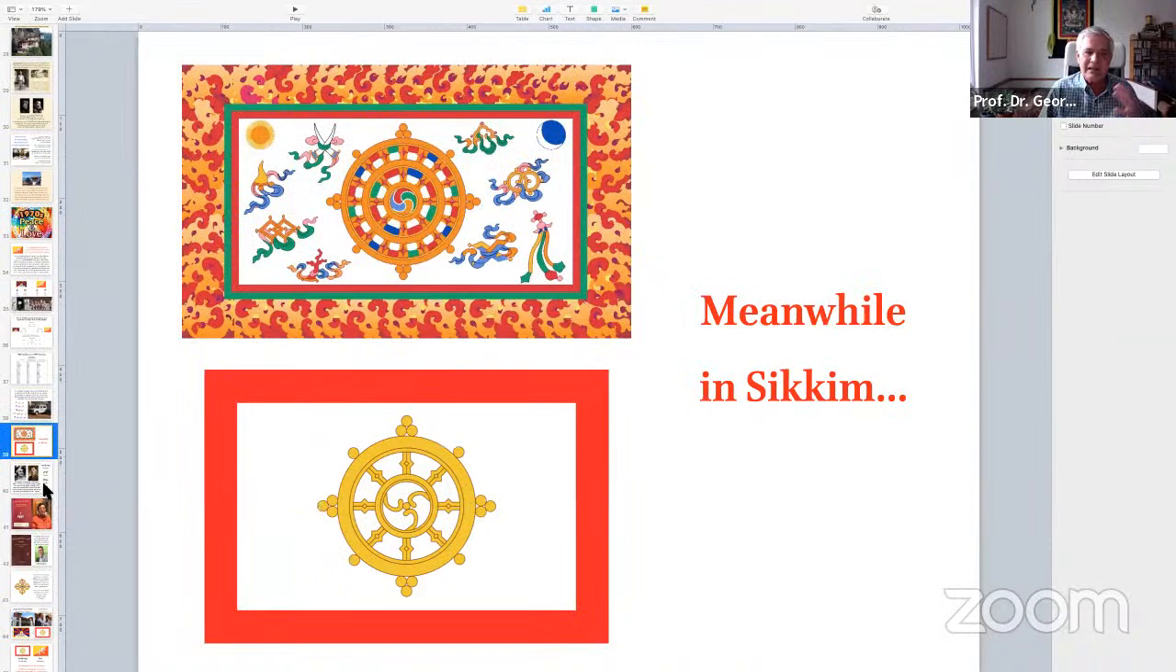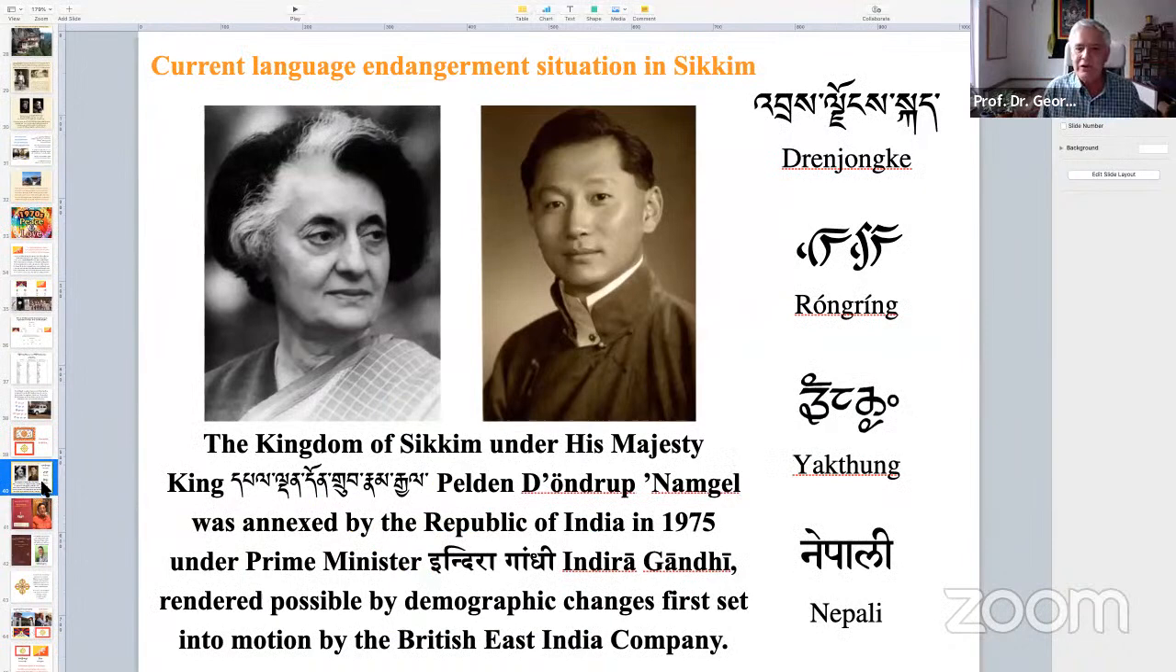In Sikkim, in the 1970s, it becomes an Indian state because it is formally annexed by India. But what you see here on the right is a situation that actually precedes any formal annexation of Sikkim becoming an Indian state, because we see the three indigenous languages, and already because the East India Company had set demographic changes into motion, Nepali, which is now the state language of Sikkim, was already the majority language because of the large migrant population that the British colonial policy encouraged to migrate and settle in Sikkim. So Nepali is the most spoken language in Sikkim. So that is something that preceded 1975.